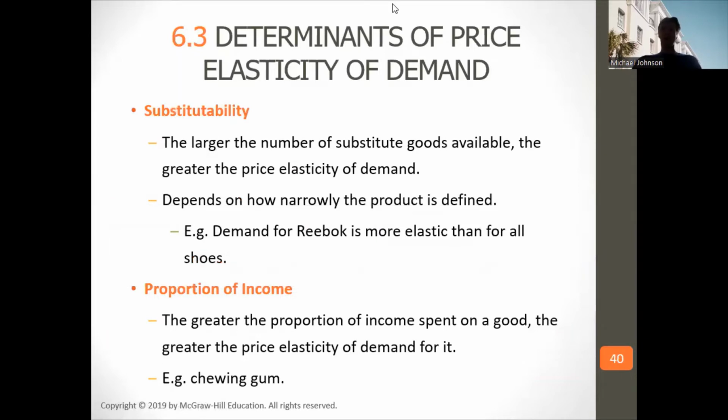Substitutability. The larger the number of substitute goods available, the greater the price elasticity of demand. So, can you think of any industry where there's a lot of substitute goods for a product?